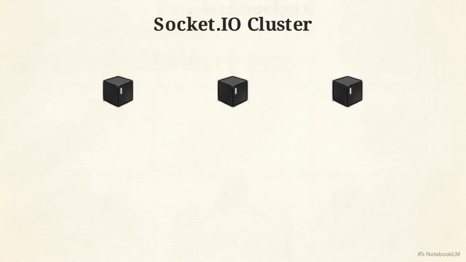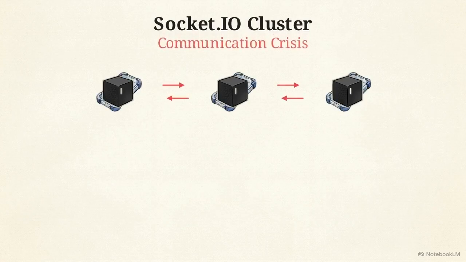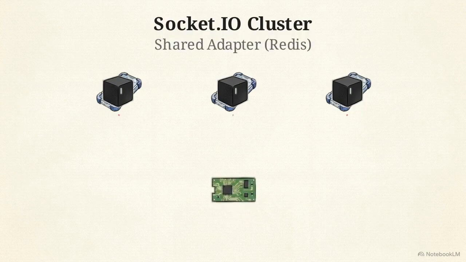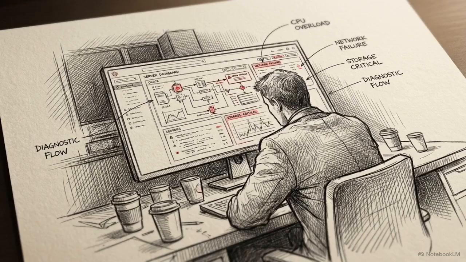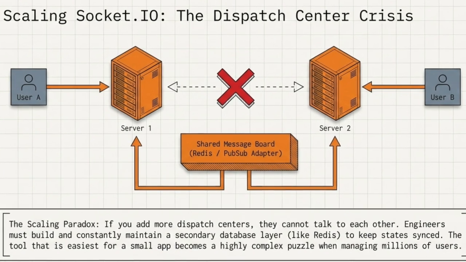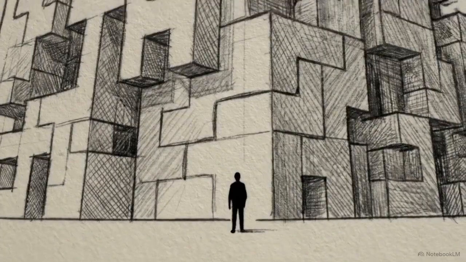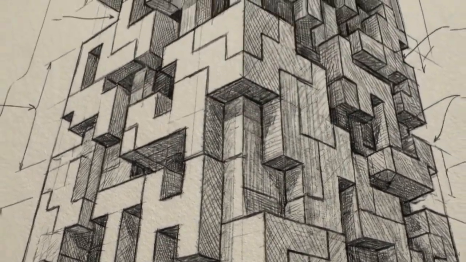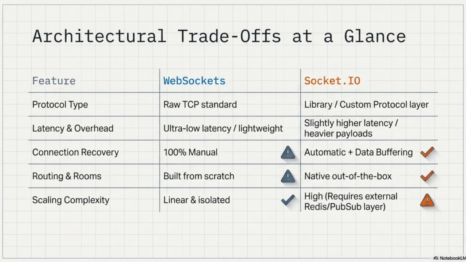But with Socket.io, adding dispatch centers creates a crisis. If user A is on server 1 and user B is on server 2, the servers can't talk. To fix this, you must build a shared message board in the middle to keep them in sync. Managing that shared message board adds extra work for the engineering team. It's a secondary layer that has to be monitored and maintained constantly. The features making Socket.io easy for a small app are the very things that make it a complex puzzle when you have millions of users.